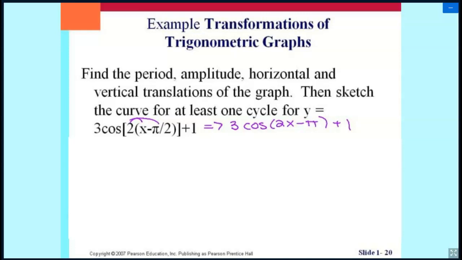So the amplitude is 3. Your period is equal to pi. Amplitude is 3, period is equal to pi. Your horizontal translation would equal pi halves, and your vertical translation is up 1.